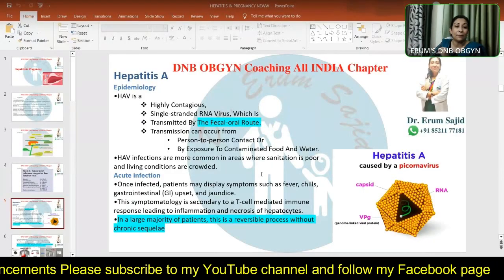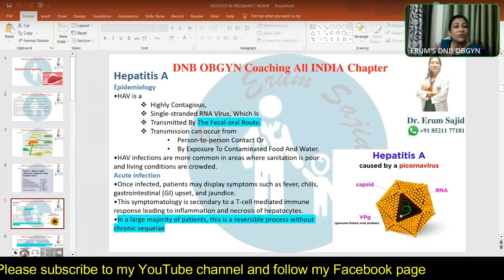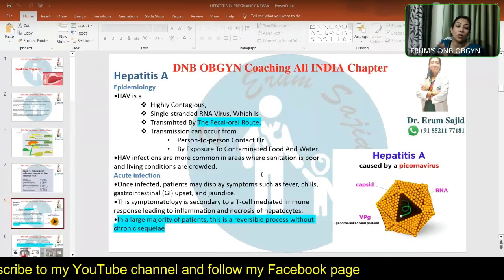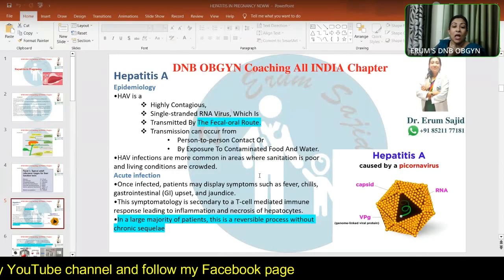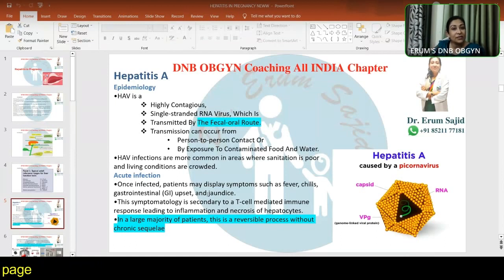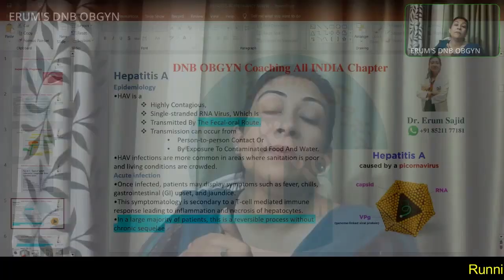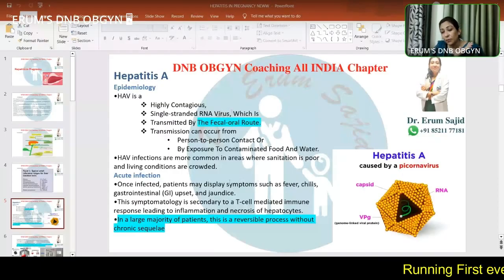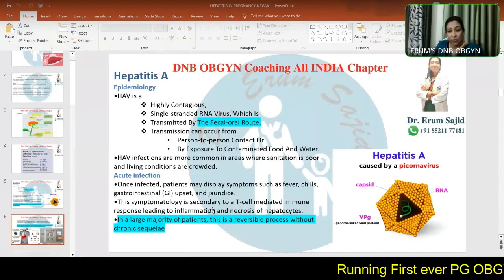That's how it all happens. The liver is getting inflamed, so the liver is not working properly, because of which all these symptoms are emanating. In a large majority of patients, this is a reversible process without chronic sequelae. That's a beautiful line to be remembered. Hepatitis A virus, not bad. In the majority of patients, they're going to be all right without any chronic sequelae.